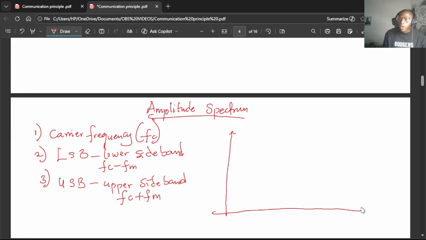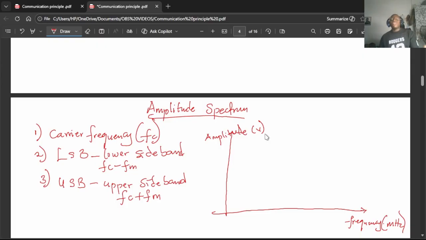On this side of your graph, you have your frequency, and your frequency is in millihertz. On this side of your graph, you now have what is called the amplitude. And your amplitude is in what? Now, what you ask yourself is, how then do we represent these parameters that the amplitude spectrum consists of?